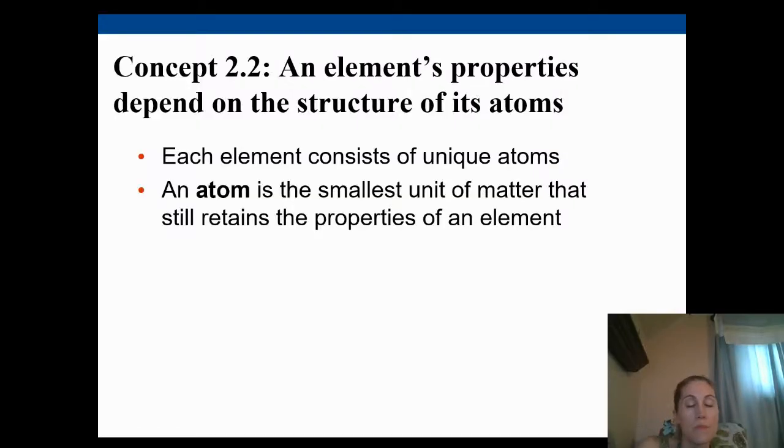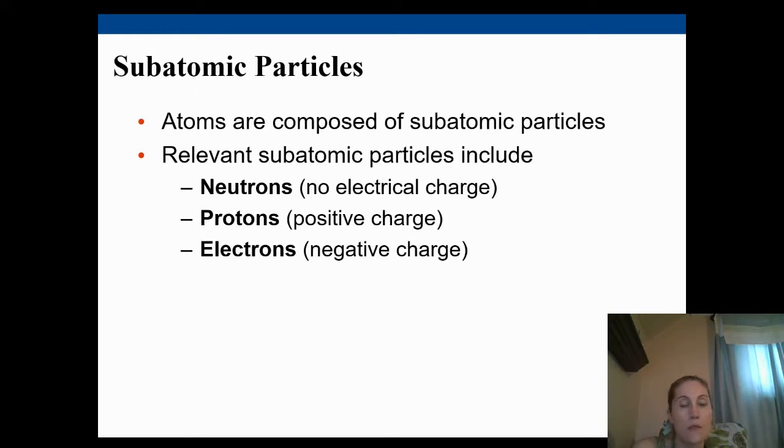Okay, so this concept 2.2, we talked about the atom. So the atom is the smallest unit of matter that maintains its properties. So an atom of gold would have all of the elements of gold. When you go below that, now you're looking at subatomic properties, and they're not going to remain consistent there. All right, so those subatomic particles are what make up the atom. Okay, this should be a very basic review for you.